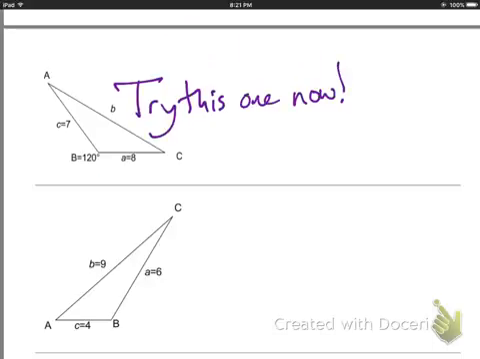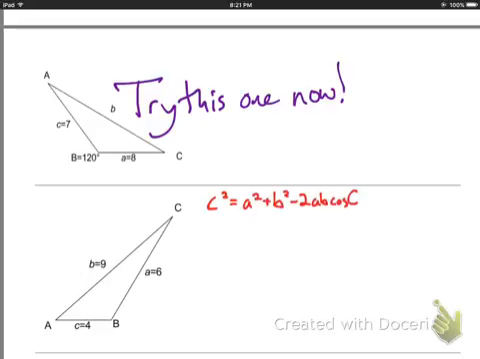So try this one. Pause the video. Try this equation now. This triangle. Find angles A and C and side B. And I'd recommend finding side B first to help you out with that. Okay. Once you finish with that, and you can pause the video now, but once you're done with that, I want to show you how to do this next one.